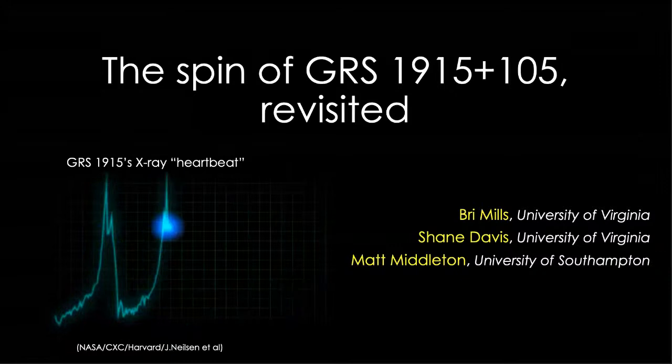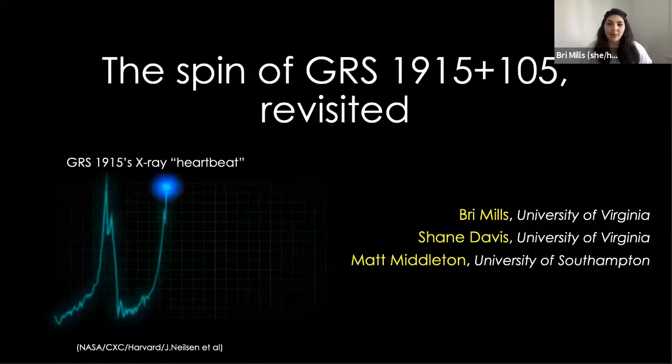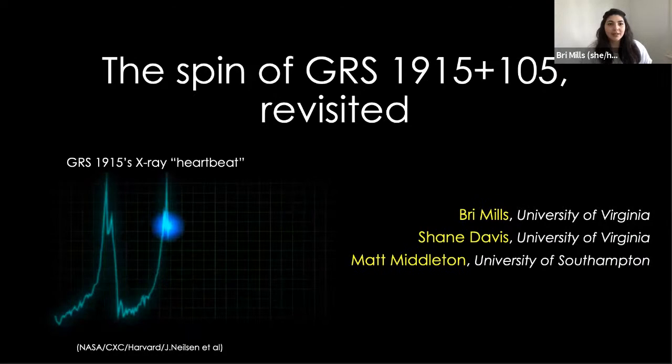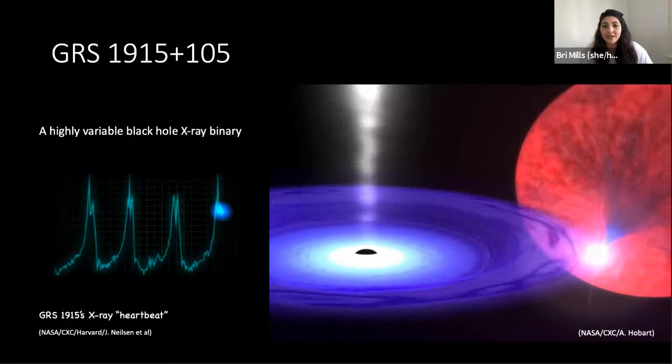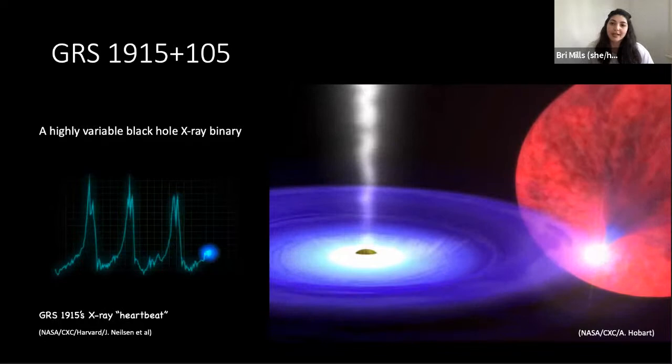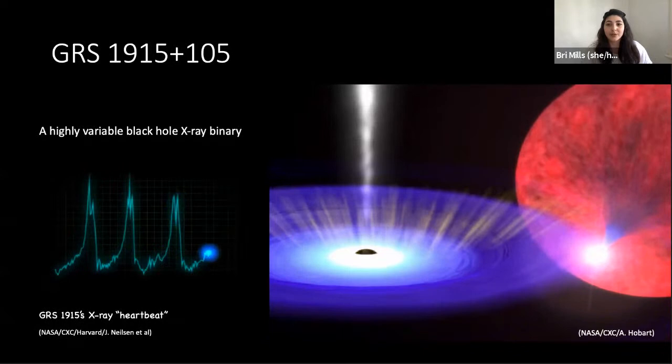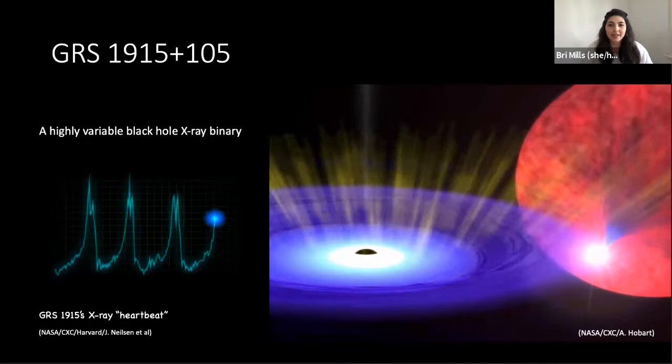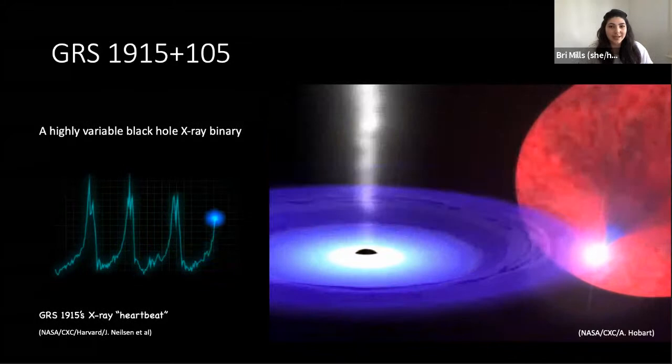Great, thank you. So I wanted to revisit a highly debated topic, which is that of the spin of GRS 1915+105. GRS is a highly variable black hole X-ray binary, famous for its unique variability properties as observed by both Chandra and Rossi X-ray Timing Explorer. It was also famous for radio observations showing that it was the first galactic superluminal source. So understanding this unique variability is a prime motivation for characterizing the mass and spin of the black hole in this system, which directly affects the black hole space-time and in turn could affect the variability.